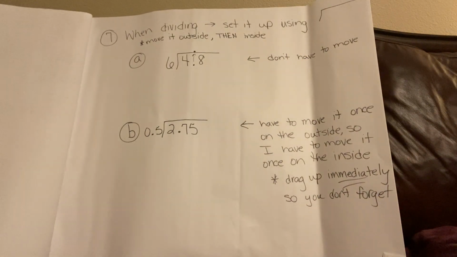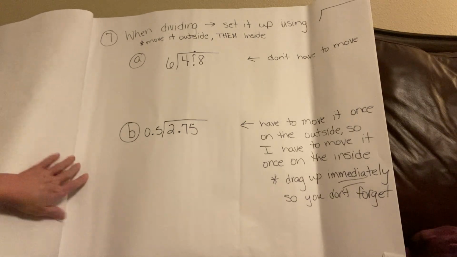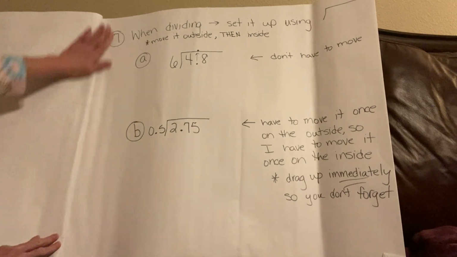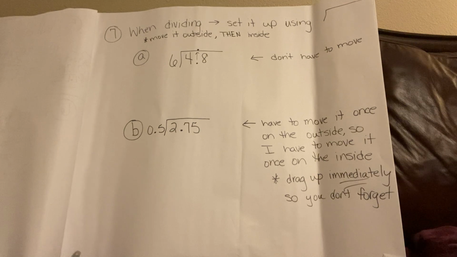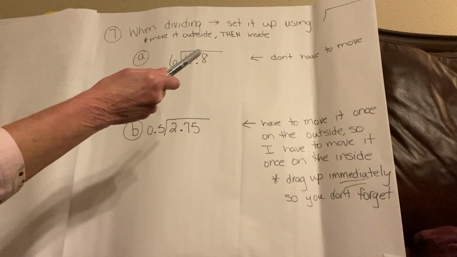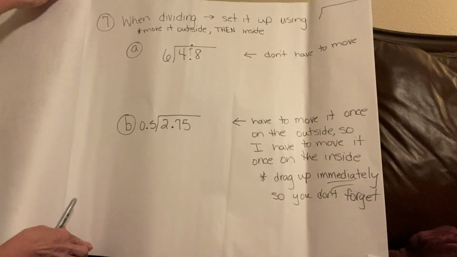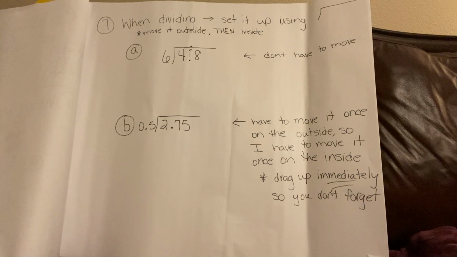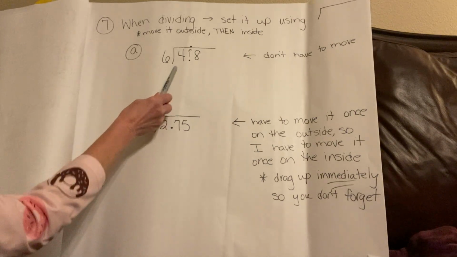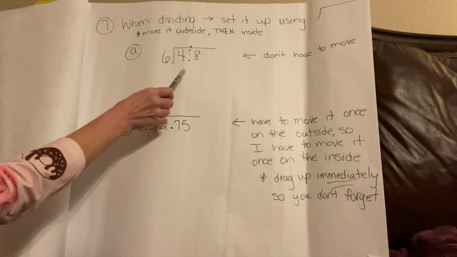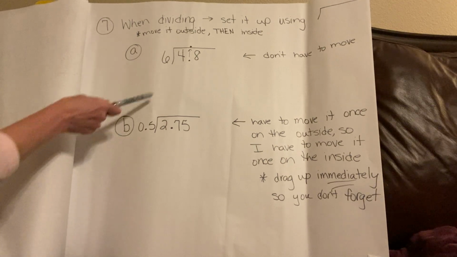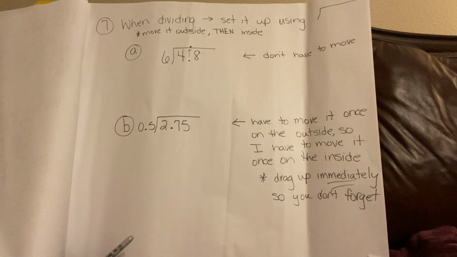And everybody's favorite, dividing. Next, the first thing that you need to do is set your problem up using the little house or the garage. Different teachers call it different things. So we want to write that. So they gave us 4.8 divided by 6. So I set it up using a house.